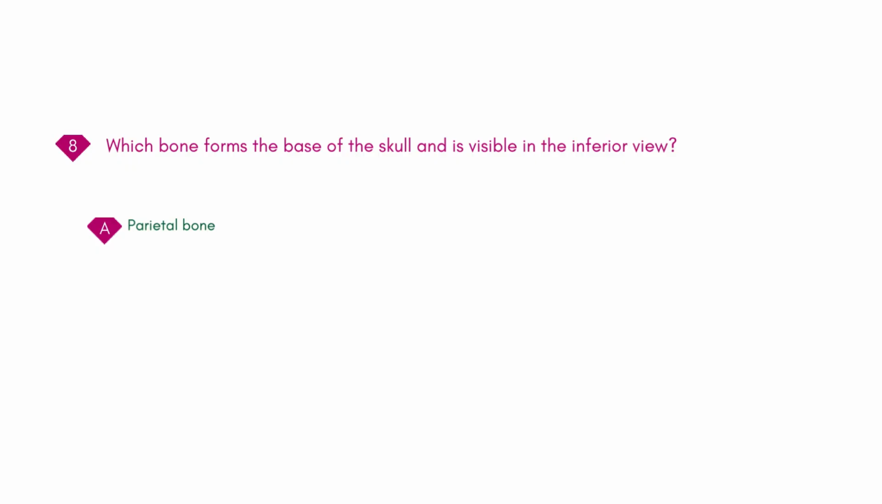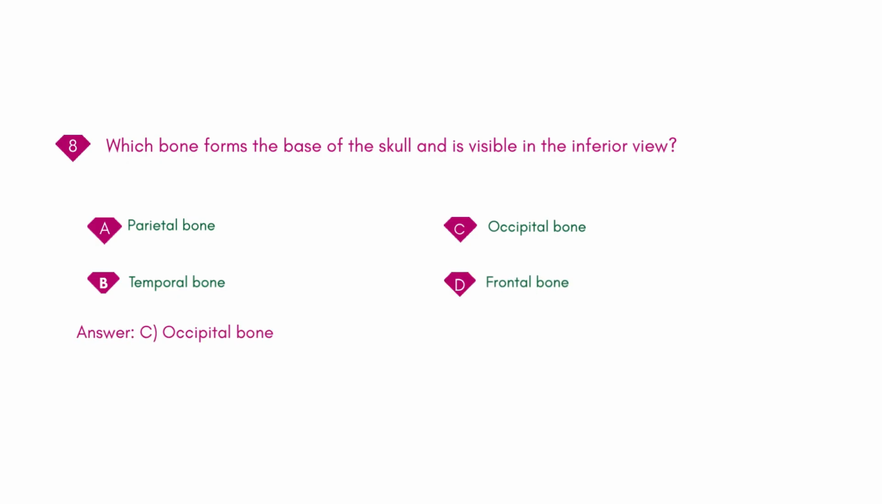Which bone forms the base of the skull and is visible in the inferior view? A. Parietal bone. B. Temporal bone. C. Occipital bone. D. Frontal bone. Answer: C. Occipital bone.